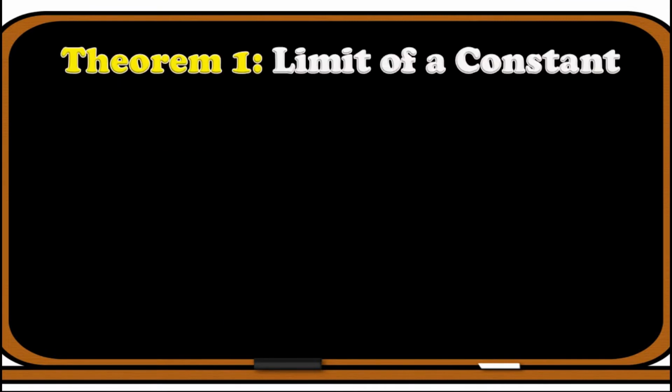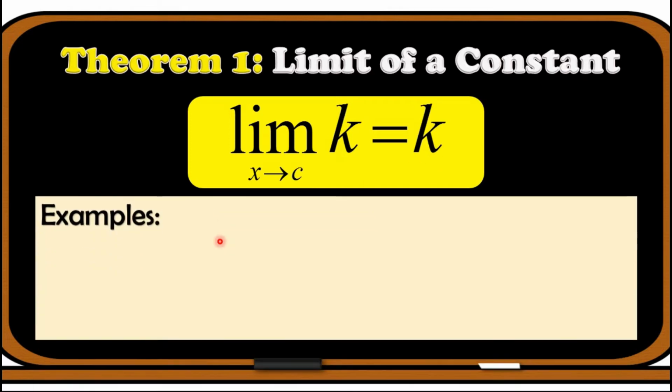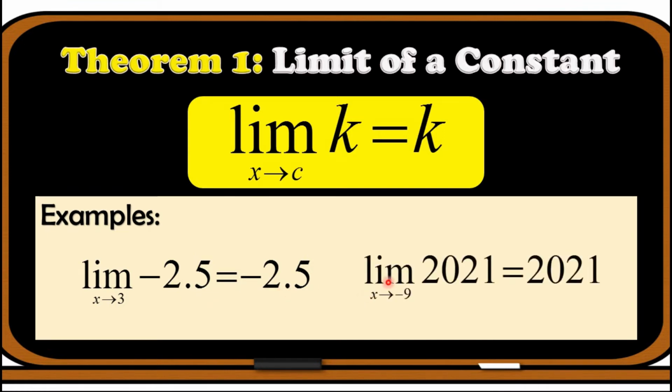Theorem number 1, limit of a constant. The limit of a constant is the constant itself. If k is any constant, then the limit of k as x approaches c is equal to k. Here are some of the examples. Let's say the limit of negative 2.5 as x approaches 3 is equal to negative 2.5. It is the constant itself. Another example, the limit of 2021 as x approaches negative 9 is equal to 2021.